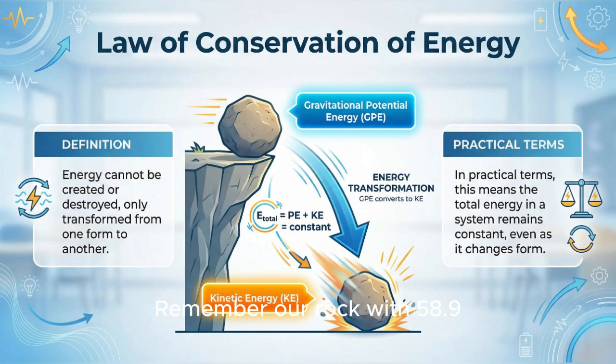Remember our rock with 58.9 joules of potential energy. If you drop it, as it falls, that potential energy gets converted into kinetic energy. Right before it hits the ground, all that potential energy has transformed into 58.9 joules of kinetic energy. The total energy stays the same, it just changes its form.